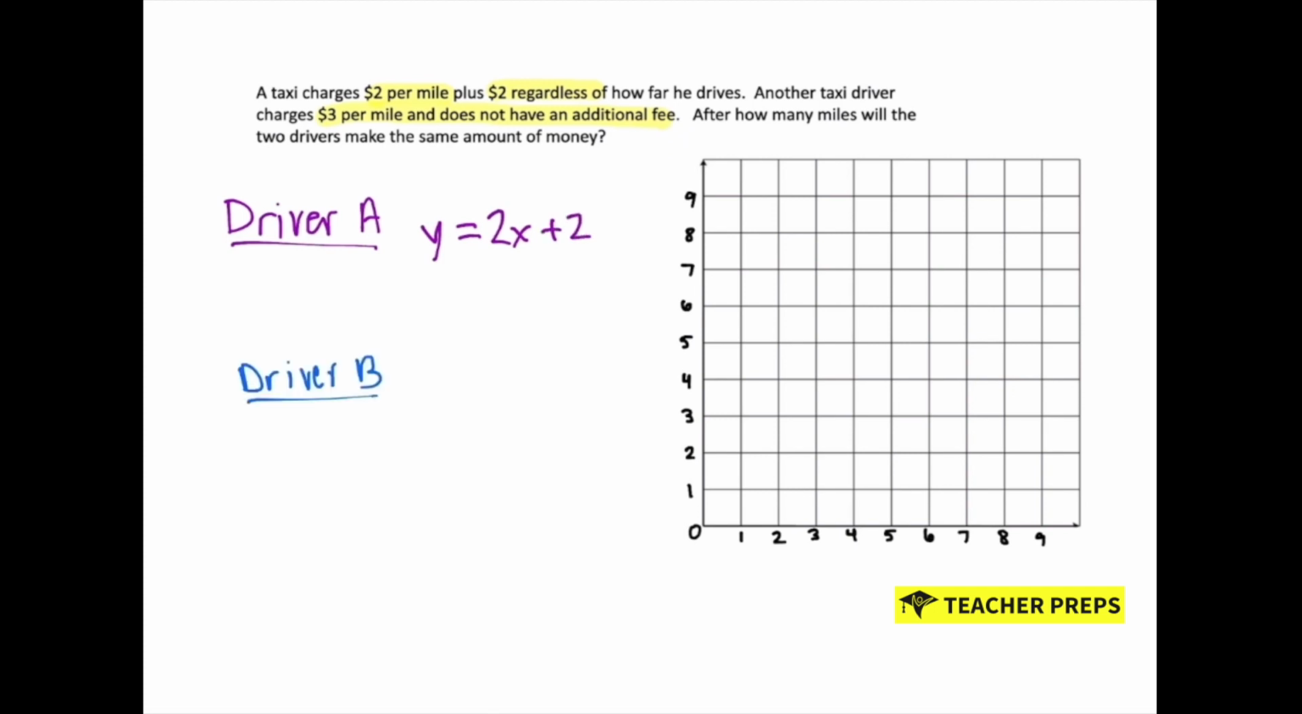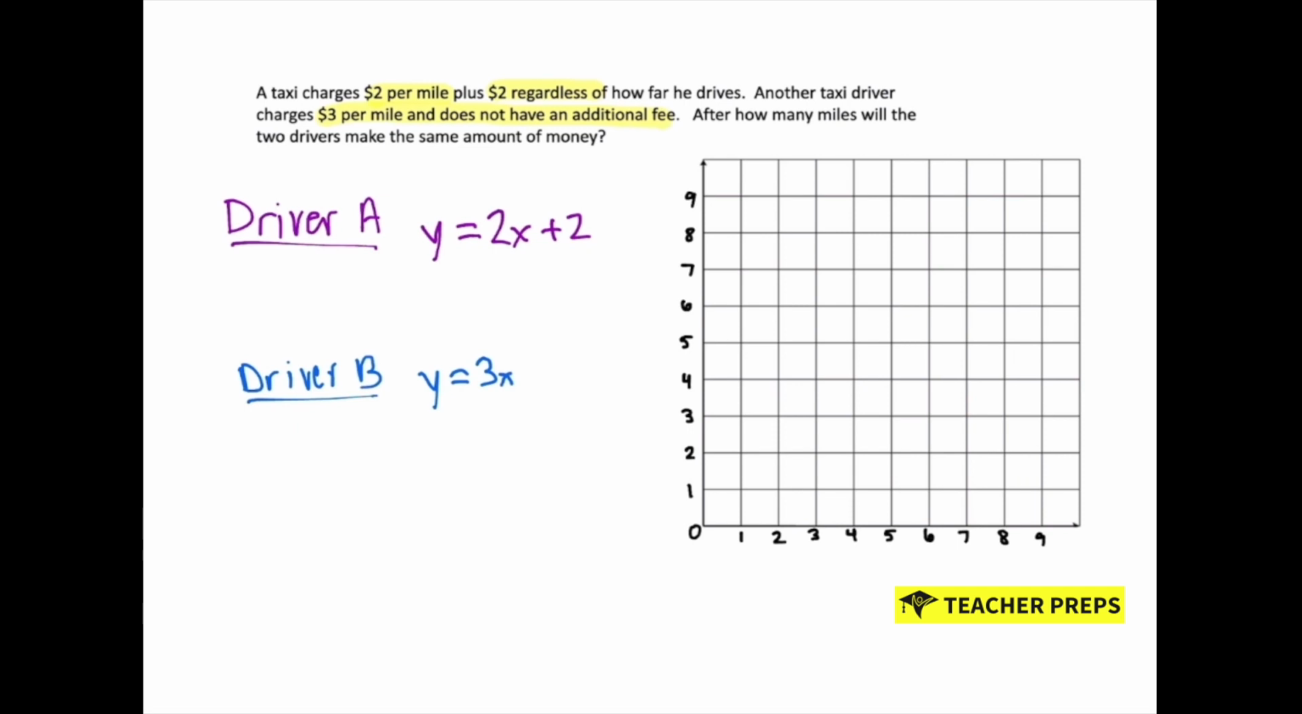Now let's write the equation for taxi driver B. Just like with taxi driver A, we want to know how much money taxi driver B will make, so we want y equals. But taxi driver B is going to make $3 per mile instead of 2. And then taxi driver B will not have an additional fee, so we don't have a number to add. Now that we have our equations made, we can graph both of them and see where they intersect.